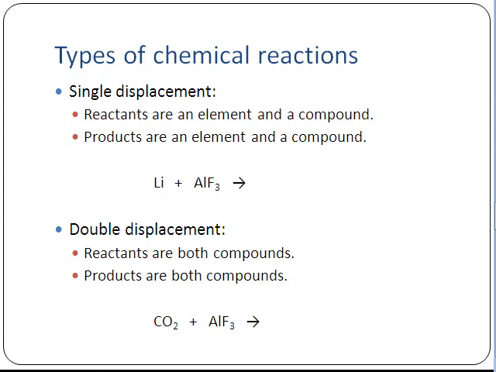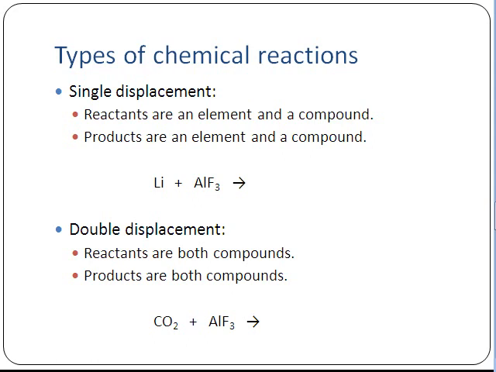And so in the example we have here, we have Li plus AlF3. We have 2 compounds we're combining here, but since it's element plus compound, that tells you right off the bat that this is going to end up being a single displacement reaction. And so for this one, basically what we have happening here is that the lithium is going to come in, and it's going to want to react with either the aluminum or the fluorine.